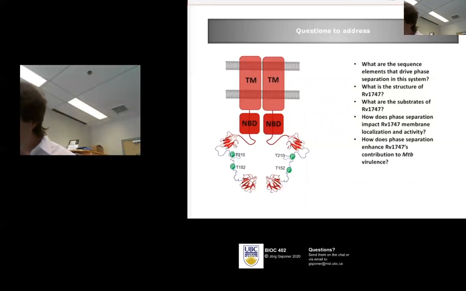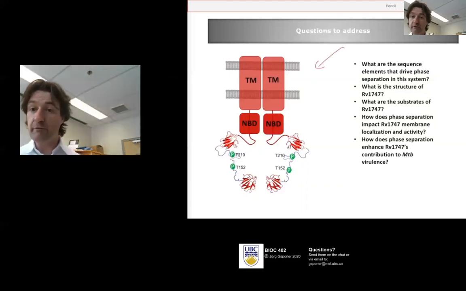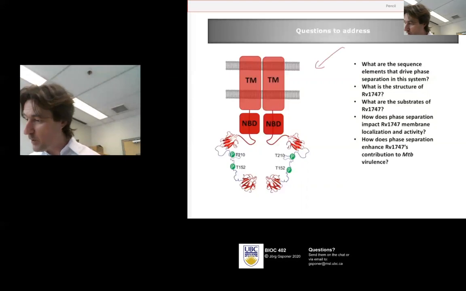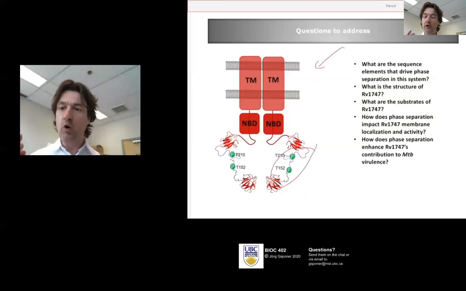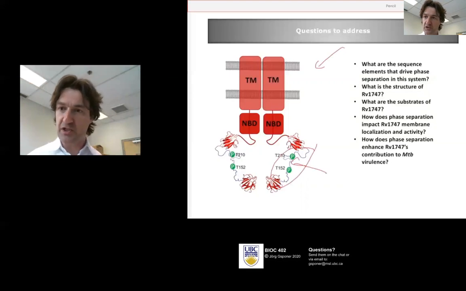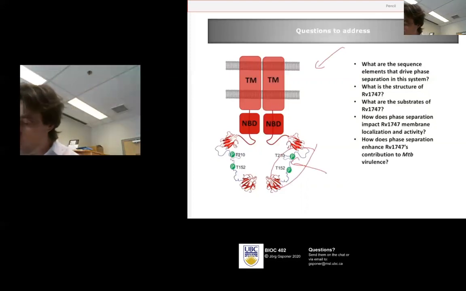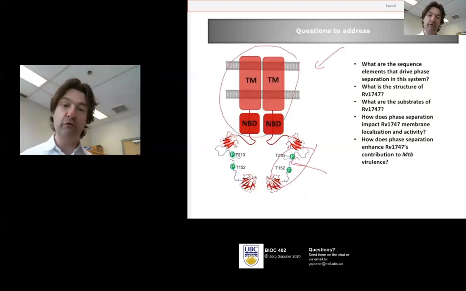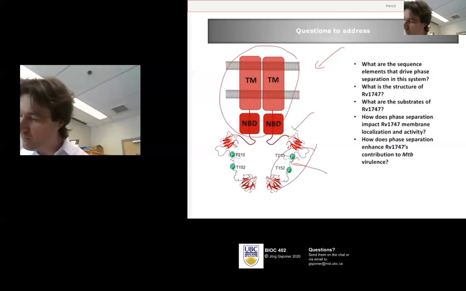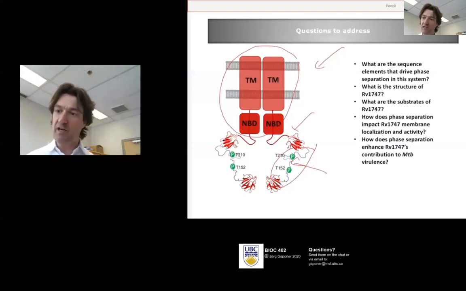We then just recently got a CIHR funding to further study this system, and there are a variety of questions that we're interested in. We're obviously interested in understanding better how this phase separation takes place. What are the sequence elements here in the disordered linker that are necessary for this phase separation? How can we change them, manipulate phase separation? We want to get a better picture of the overall structure of this ABC transporter, not only of the cytoplasmic part. We want to figure out what are the actual substrates and how does phase separation affect substrate transport.